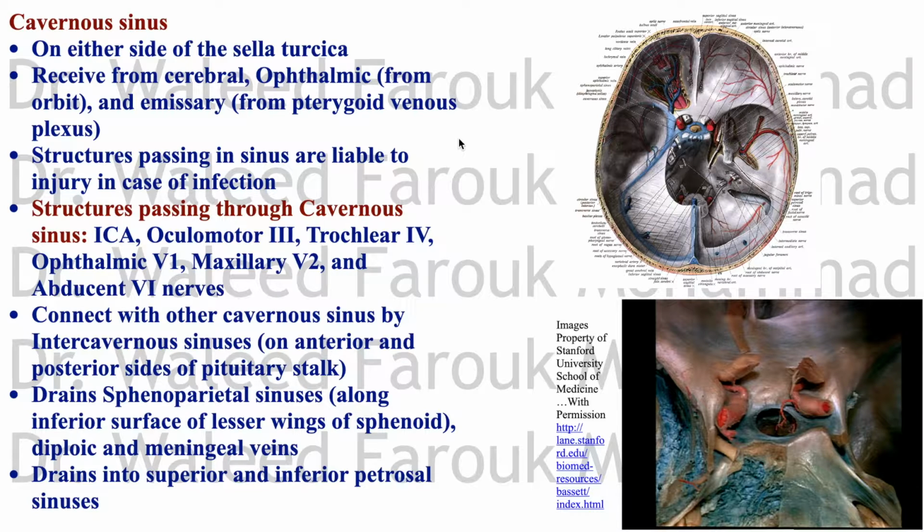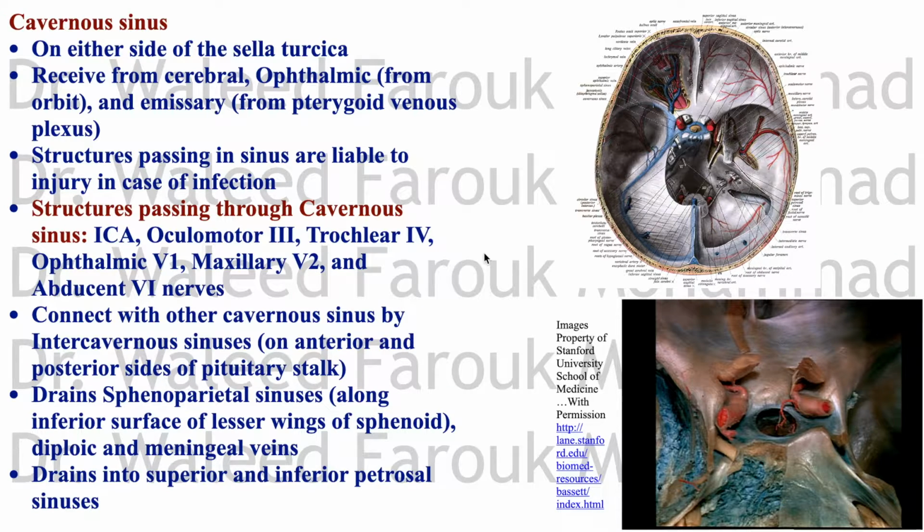Structures passing in the sinus are liable to injury in case of infection. The structures are internal carotid artery, 3, 4, 5, 5, 6. This is the way I remember it. 3 is the oculomotor and trochlear nerves are at the roof. The ophthalmic and maxillary nerves are at the side walls, or the lateral walls, and abducens nerve is in the floor of the sinus.